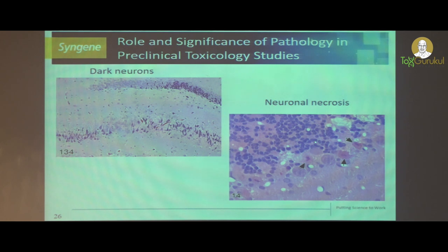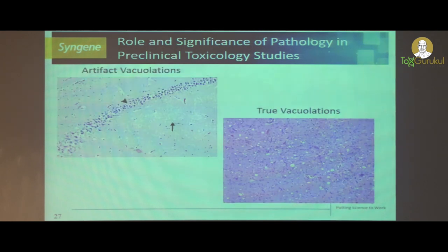So the real lesion looks like this. If there is neuronal necrosis, the cells will look like this: the cytoplasm will be hypereosinophilic and there will be pyknosis of the nucleus. So this is the real lesion. He has to differentiate between the artifact and the real lesion. This is another one, as I mentioned earlier: an artifact vacuolation caused in the white matter of the brain due to excessive processing time in the alcohols. And this is a true vacuolation caused by a toxicant.